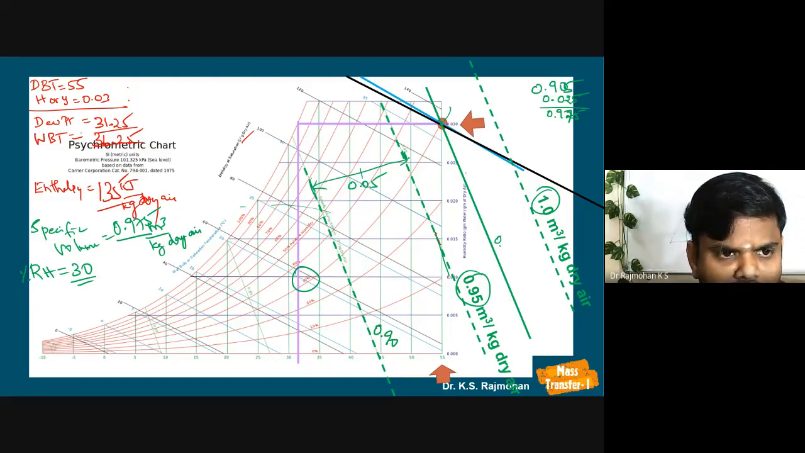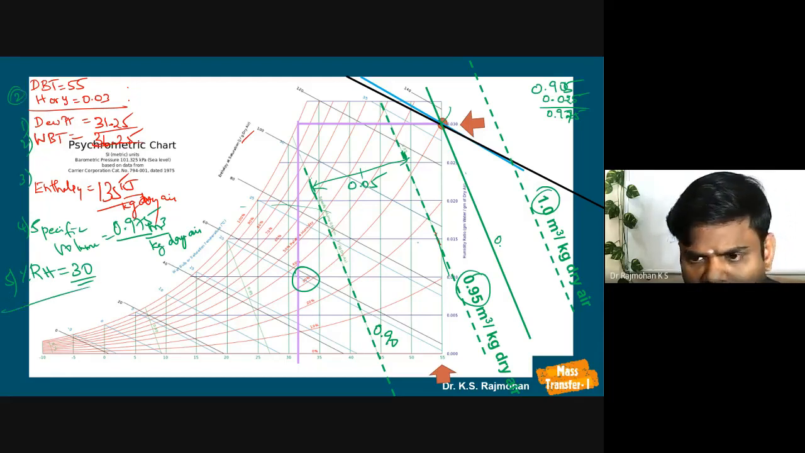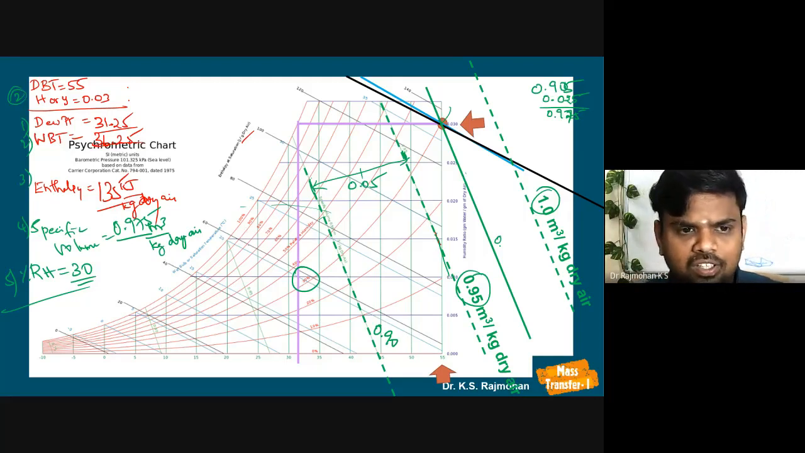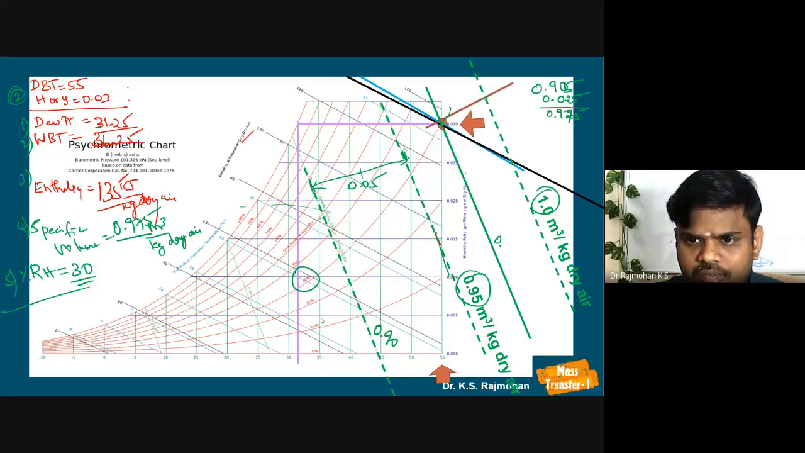So how many data have we collected? 1, 2, 3, 4, 5. For the 2 data that are given, we have taken 5 data from the graph sheet. The remaining, like percentage humidity, all that can be determined using the formulas. What we have done here, this length is 0.05. We have taken the line and drawn a line there, and we have seen what would be the value.